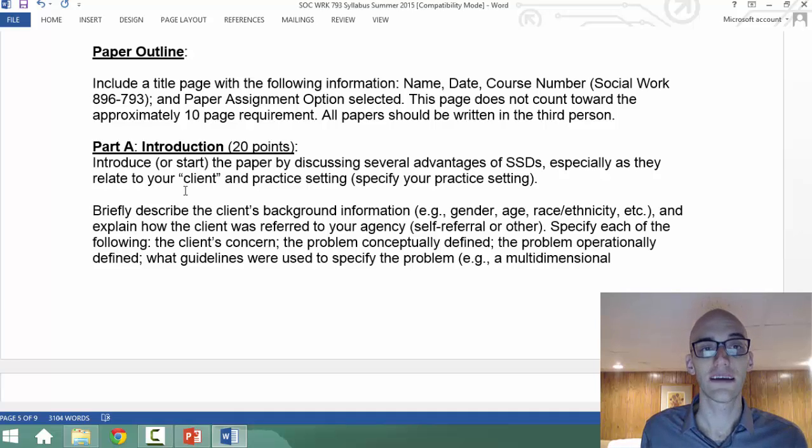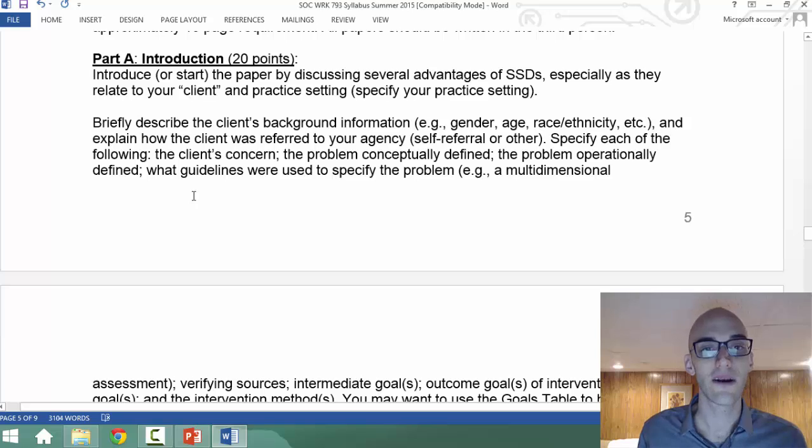Short assignment number 2 is essentially your introduction for the paper. You're going to introduce the paper, the advantages of single system design as they relate to your client, briefly describing the client's background and how they were referred to your agency. You can use some artistic license here. You don't want to dish out every single thing about this person for this course.